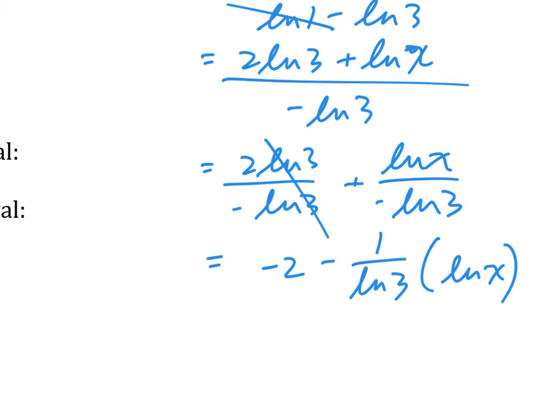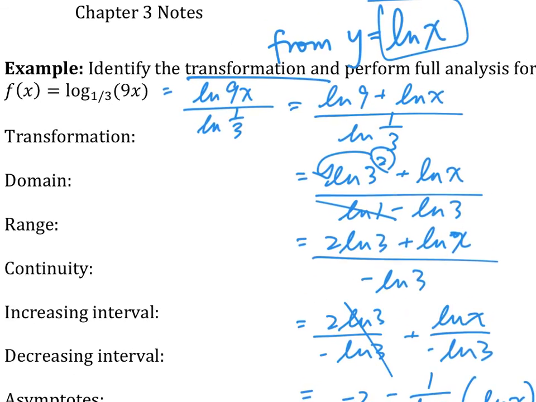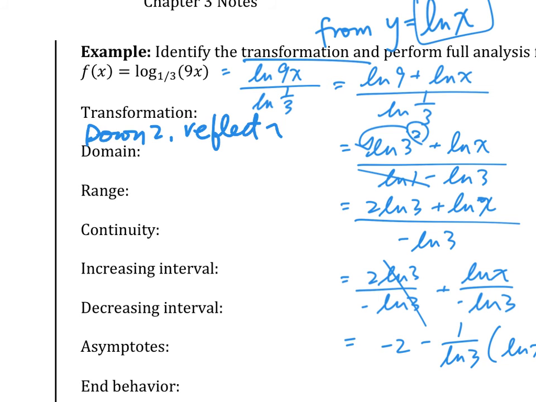All right, now we can talk about transformation a little bit. We got this minus 2, so we definitely have a down 2 there. We have a negative on the outside, so that's a reflection over the x-axis. And then we have a 1 over natural log 3, and you have to put that in the calculator to figure out if it's compressed or stretched. That turns out to be a number between 0 and 1, so this is a vertical compress. 1 over natural log 3. Sorry, this is quite messy. So that would be the correct function.